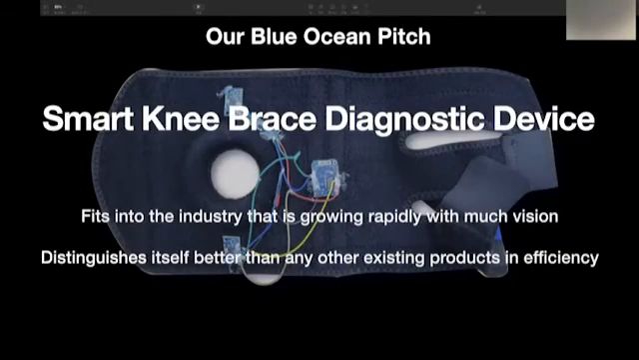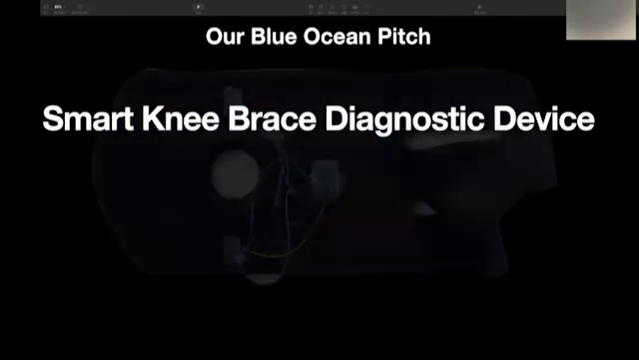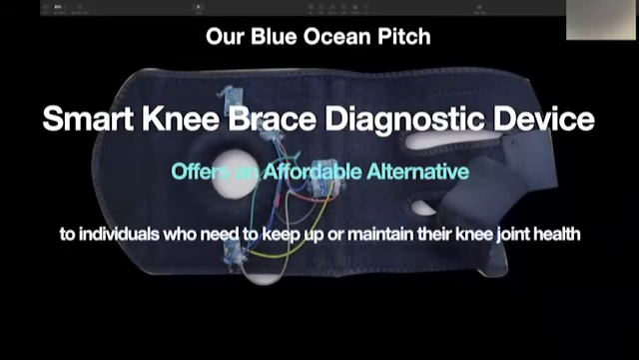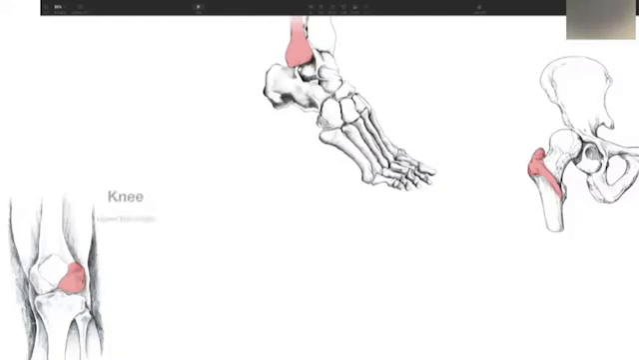The smart knee brace diagnostic device has been developed to solve the problems of the current rehabilitation market, which is growing rapidly with much vision. Also, it distinguishes itself better than any other existing products in efficiency. The main purpose for developing the device is to offer an affordable alternative to individuals who need to keep up or maintain their knee joint health.